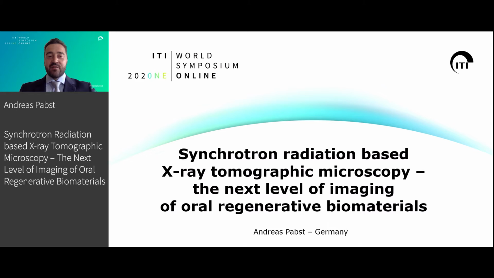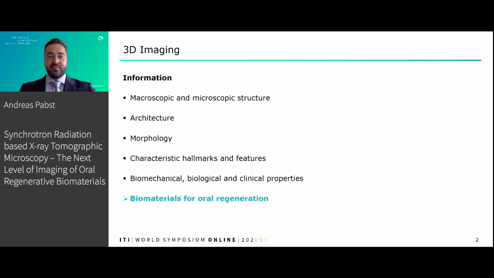Synchrotron radiation-based X-ray tomographic microscopy, the next level of imaging of oral regenerative biomaterials. 3D imaging is giving relevant information concerning macroscopic and microscopic structures, the architecture, the morphology, and characteristic hallmarks and features, as well as biomechanical, biological, and clinical properties of biomaterials for oral, soft, and hard tissue regeneration.